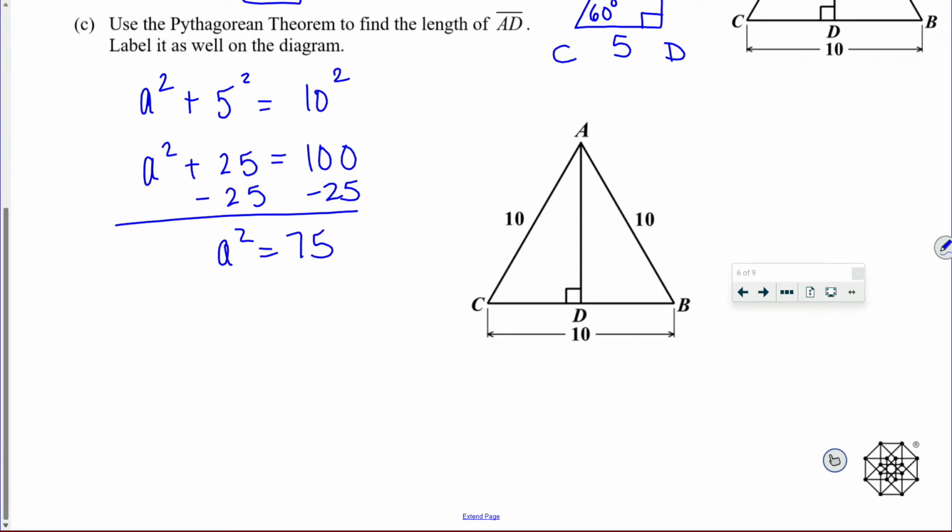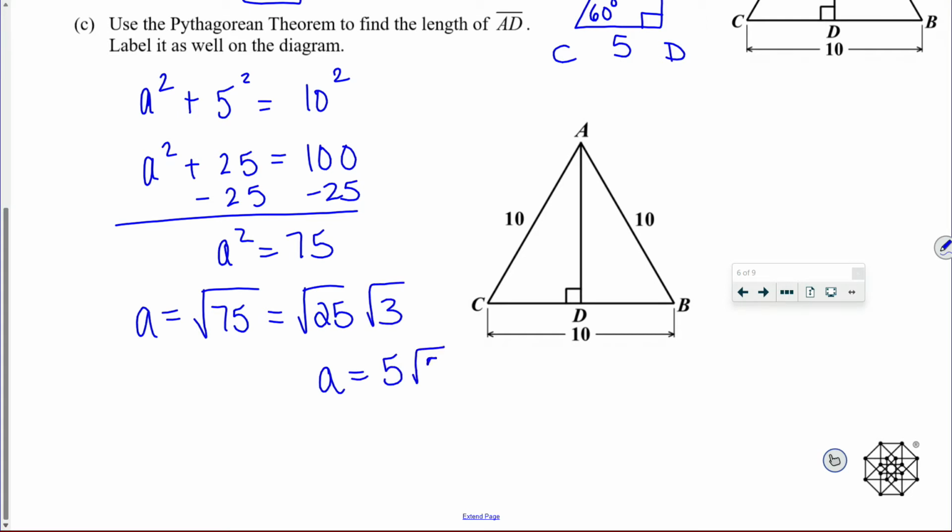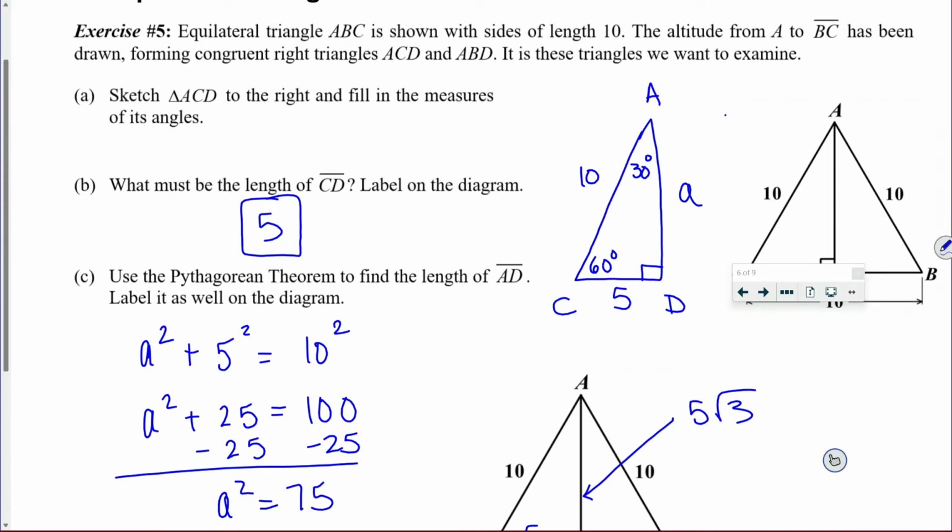A is equal to the square root of 75, which I can then break into the square root of 25 times the square root of 3, and A is equal to 5 root 3. So that's right here. Right? That's 5, that's 10, and that is 5 root 3. I also want to put it up here.